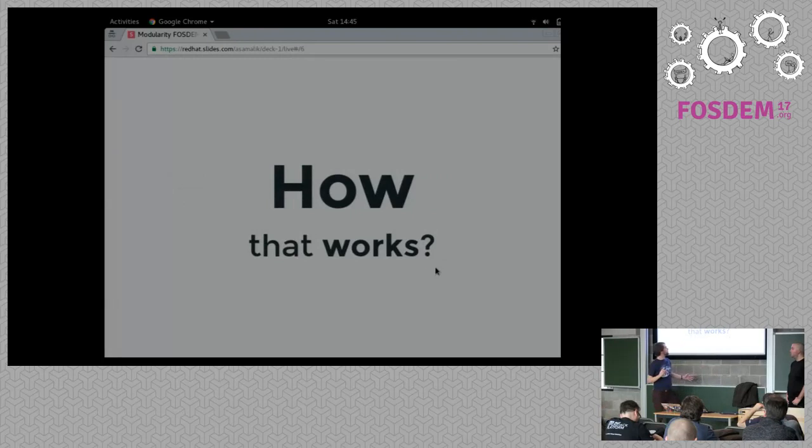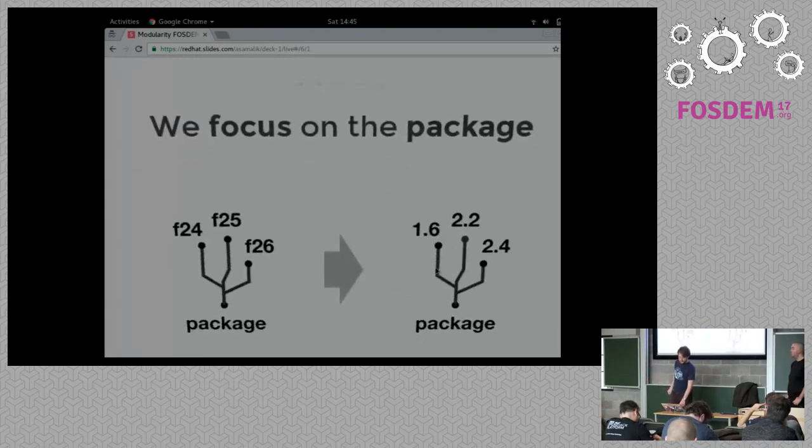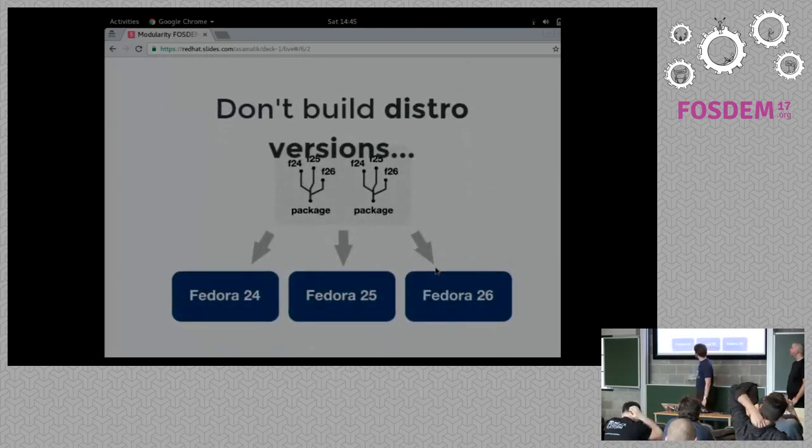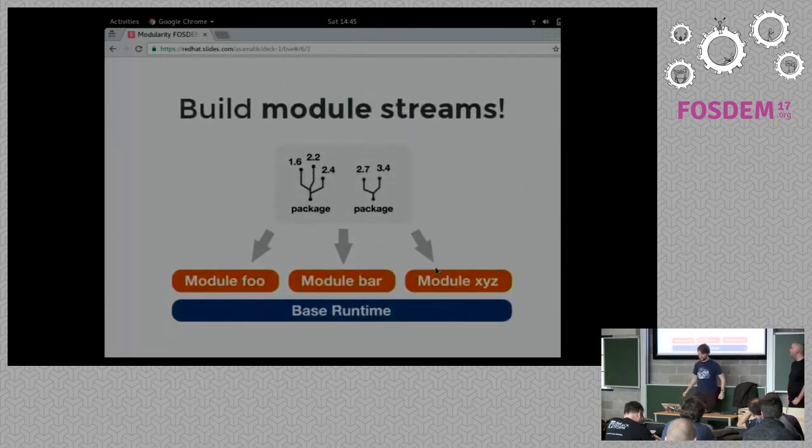So how does all of this work? We focus on the package instead of on the distro version. So for example, in Fedora, we store all the packages in distgit, which is distribution git. And each package has several branches. So for example, f24, f25, which is like Fedora 24, Fedora 25, Fedora 26. And we want to change that to reflect the package. So for example, I can have a package and have branches according to the versions. So instead of building distribution versions from the distgit, taking all the f24 branches to build Fedora 24 and taking all the f25 branches to build Fedora 25, I can use modules to build modules.